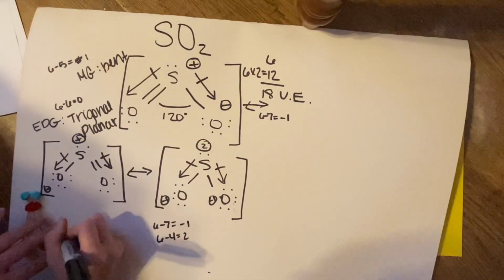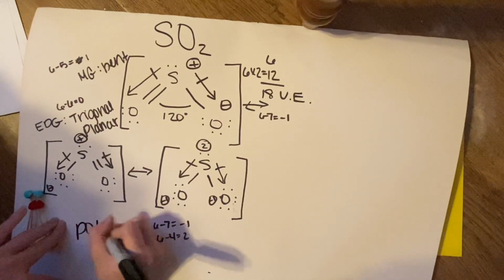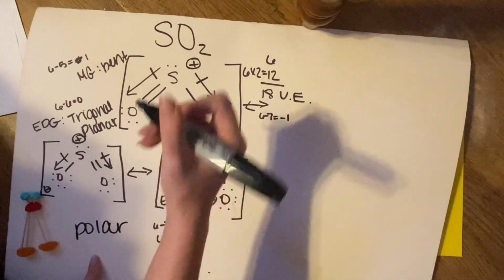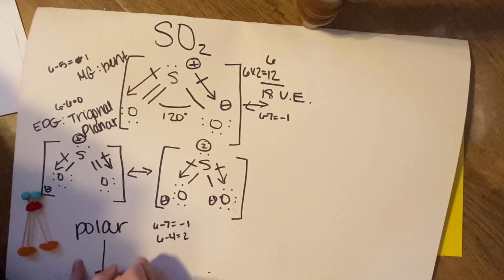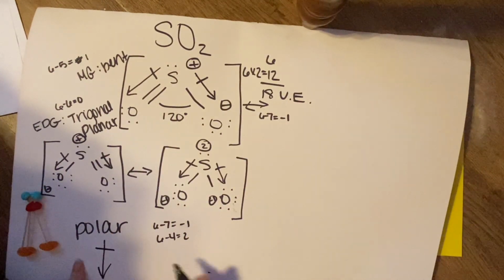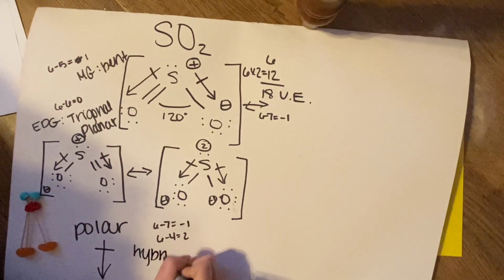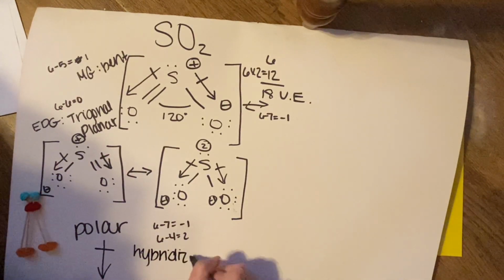This molecule is polar because it is asymmetrical, and the overall polarity of it is going down. And then the hybridization is sp2.